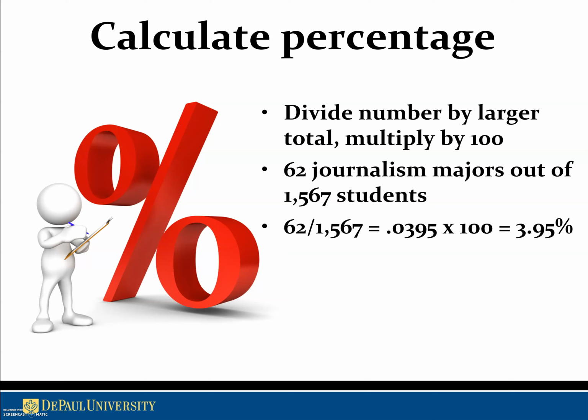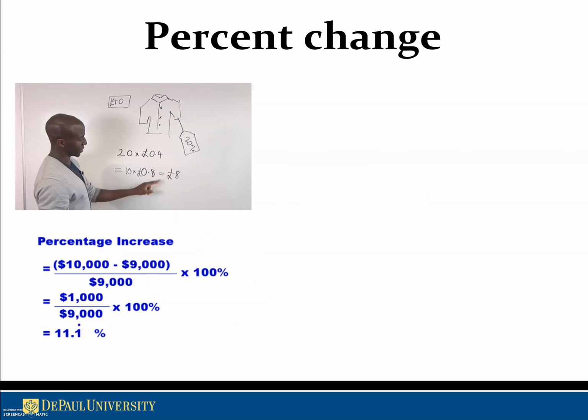So you can see here what's our percentage of journalism majors out of the students. It's 3.95%. You can do it with a calculator. We'll also, in the coming module, see how to use spreadsheet formulas to calculate the same thing.